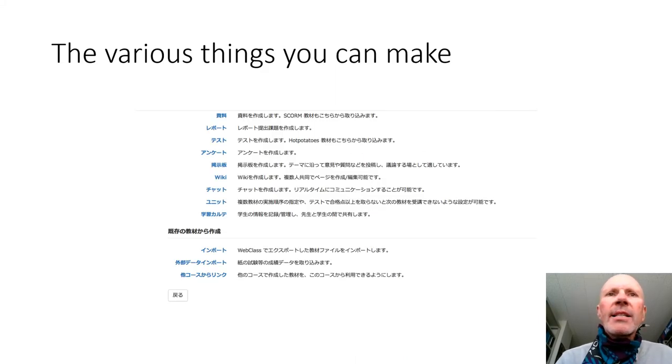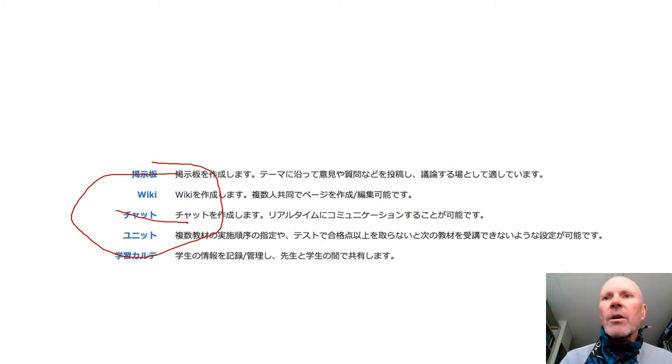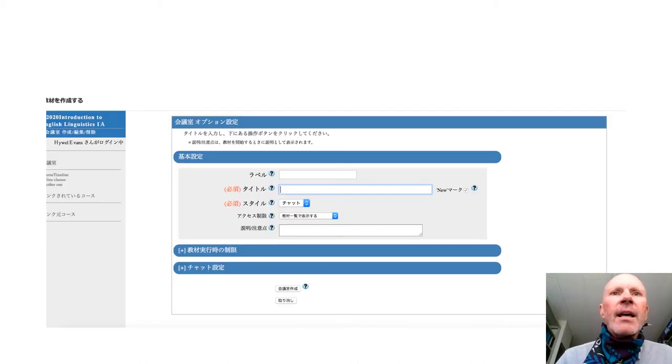Okay, once you go into that, you'll see all the various teaching type materials that you can make. Reports, tests, enquete, or stuff like that. And then down here, you'll see chat. Should be quite easy. So let's do that. What you're going to do is click on that. So you'll see something like this. This is kind of a magnified view. There's chat there. Okay, you click on that. And when you click on that, you get this page where you basically make your chat.